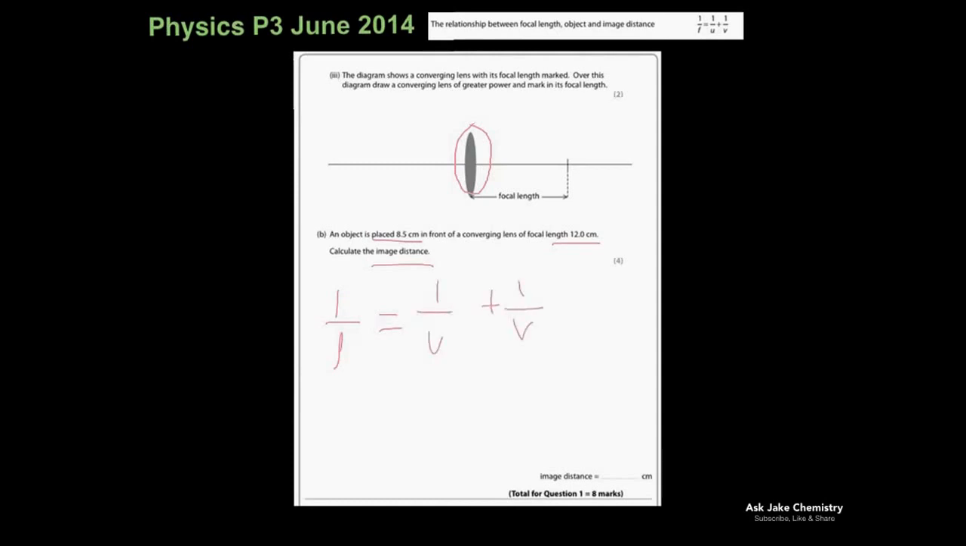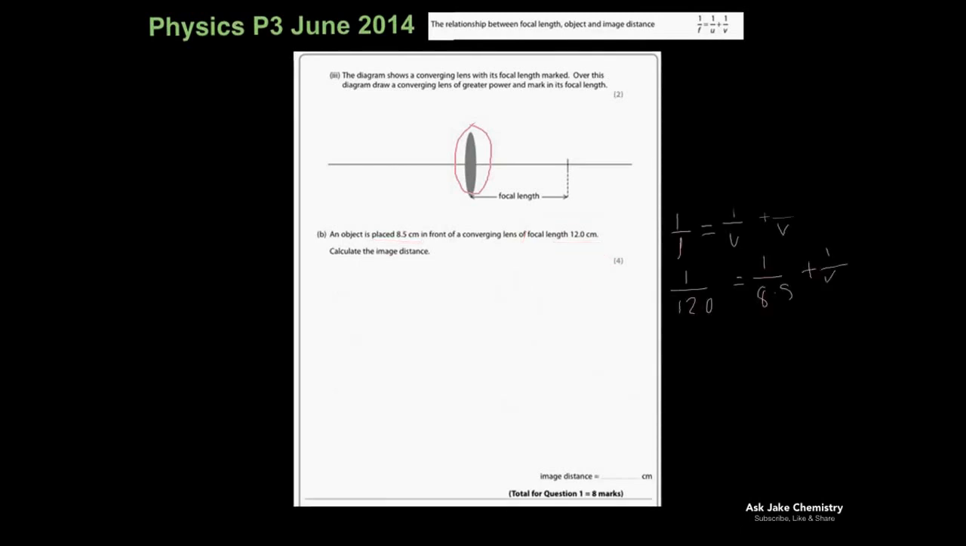The way I do it, and I find it's the easiest way, is you say we can see the focal length is 12, so 1 over 12. Then you would know it's 1 over 8.5. It doesn't really matter which way you put it, because you're also going to get the same mark. 1 over v. And then let me make this smaller so you can see.